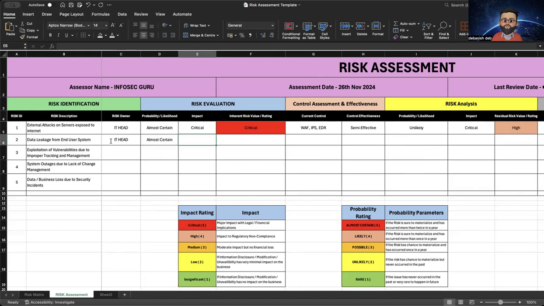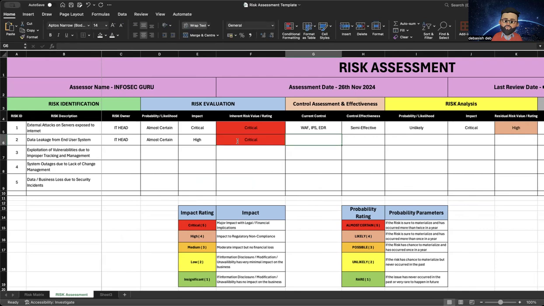Impact: if it is critical data or business data, it would be critical. If it is non-business or non-regulatory data, it might not be critical. So we would write high here, not critical but high. What is the risk rating again? Tell me. So we have 5 into 4 equal to 20. That means 12 plus is always critical, as per our risk appetite.